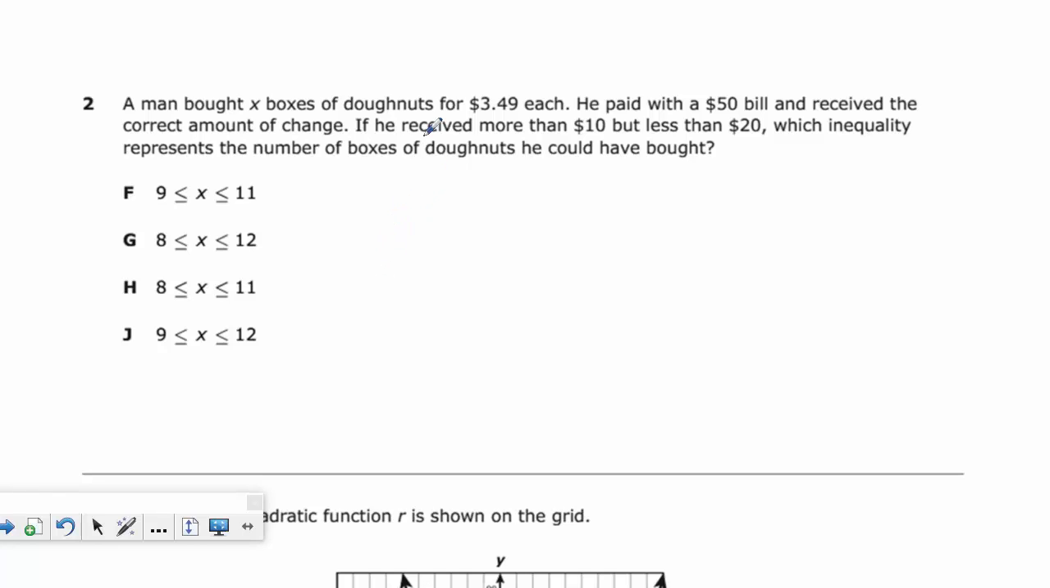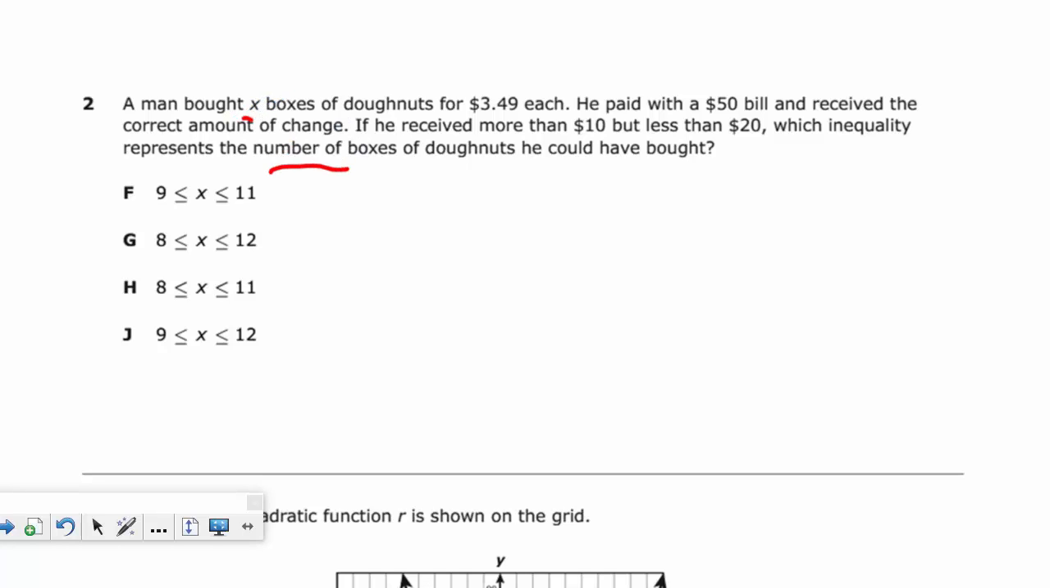Okay, a man bought x boxes of donuts for $3.49 each. He paid with a $50 bill and received the correct amount of change. If he received more than $10 but less than $20, which inequality represents the number of boxes of donuts he could have bought? Alright, so you're talking about the number of boxes of donuts.